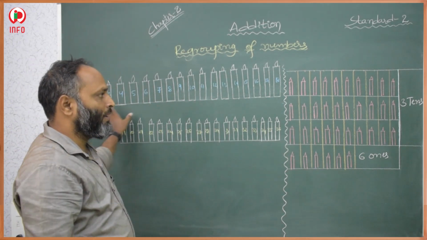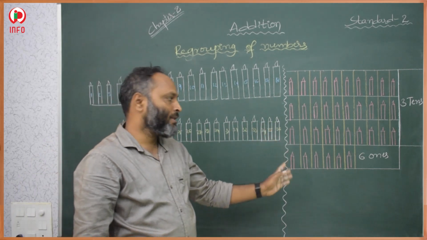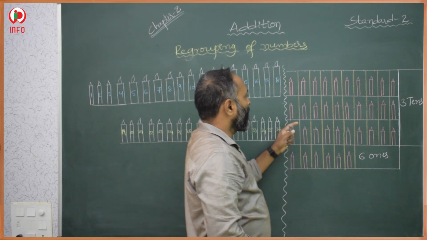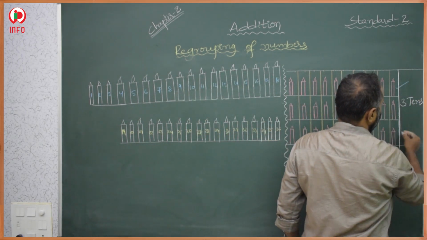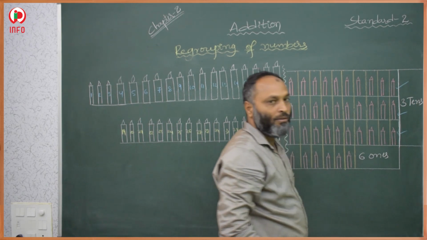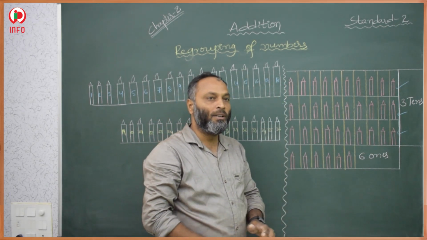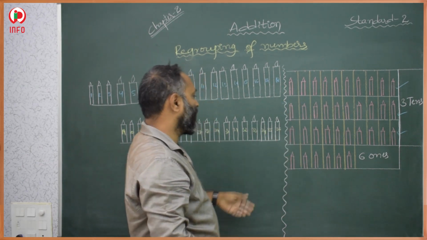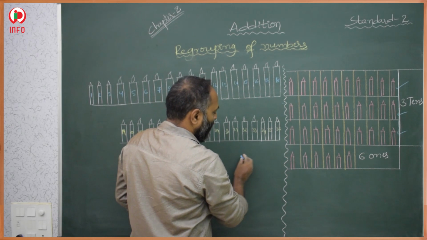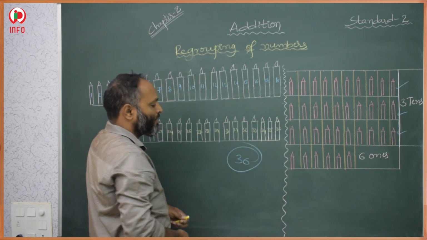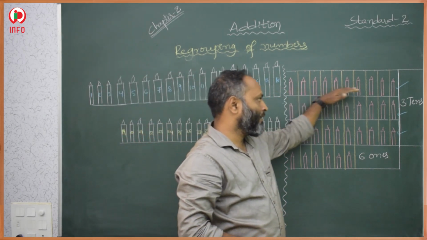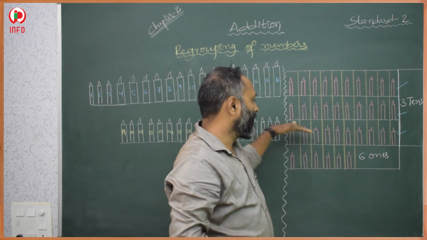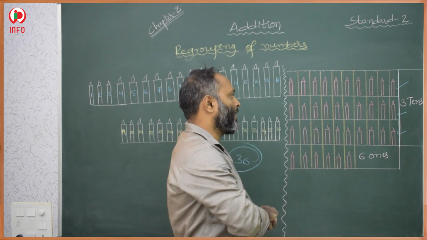These 36 candles we have to regroup, which means we have to keep them in tens place and also in ones place. Then how to regroup? Here, this is one row, this is second row and this is third row. Total 3 rows were there. In each row we will get 10 candles. First we have to arrange 10 candles in first row, 10 in second row, 10 in third row. Total 30 candles over.